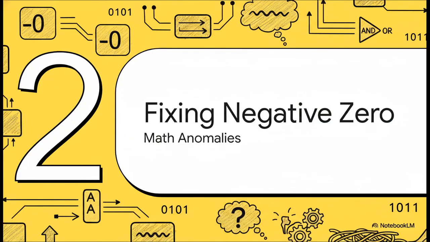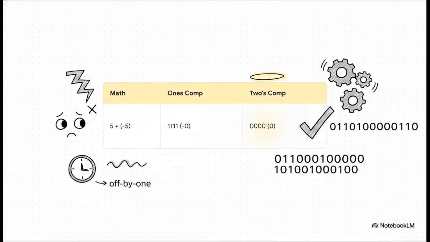Section 2. Fixing the negative zero. Math anomalies. Now, early engineers ran into some massive headaches when they first tried to build arithmetic systems using just a basic sign bit. When comparing the early methods, you'll see they tried simply flipping all the positive bits to make a negative. This was called 1's complement. But if you try to add 5 and -5 in 1's complement, instead of getting a clean mathematical 0, you get this really annoying off by 1 error.